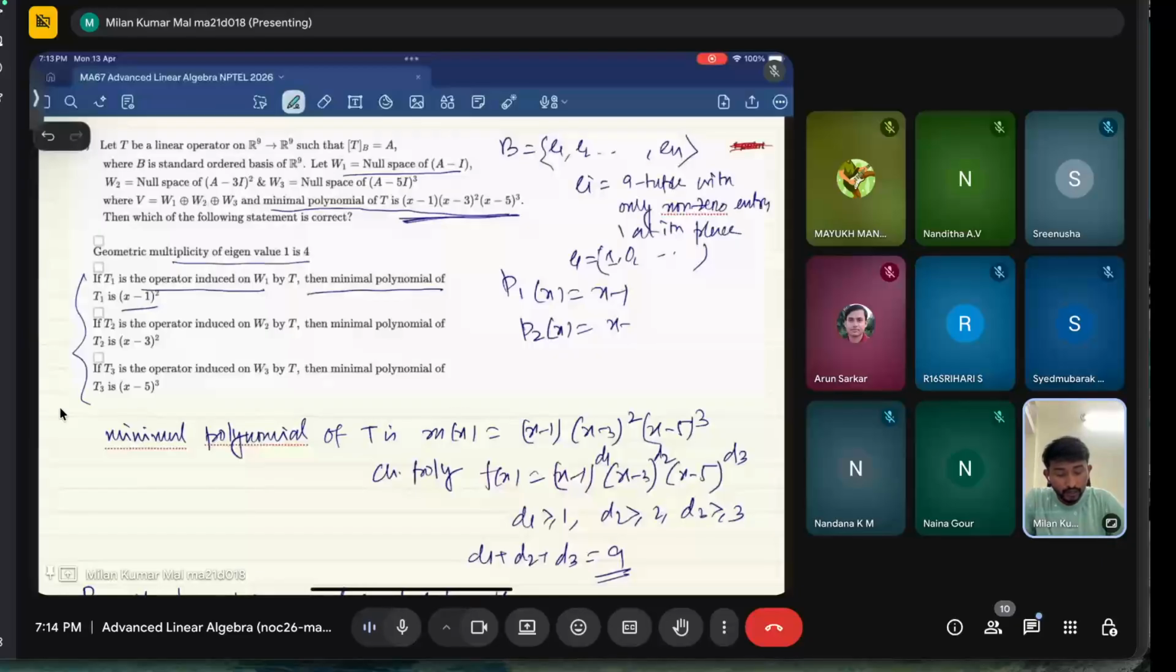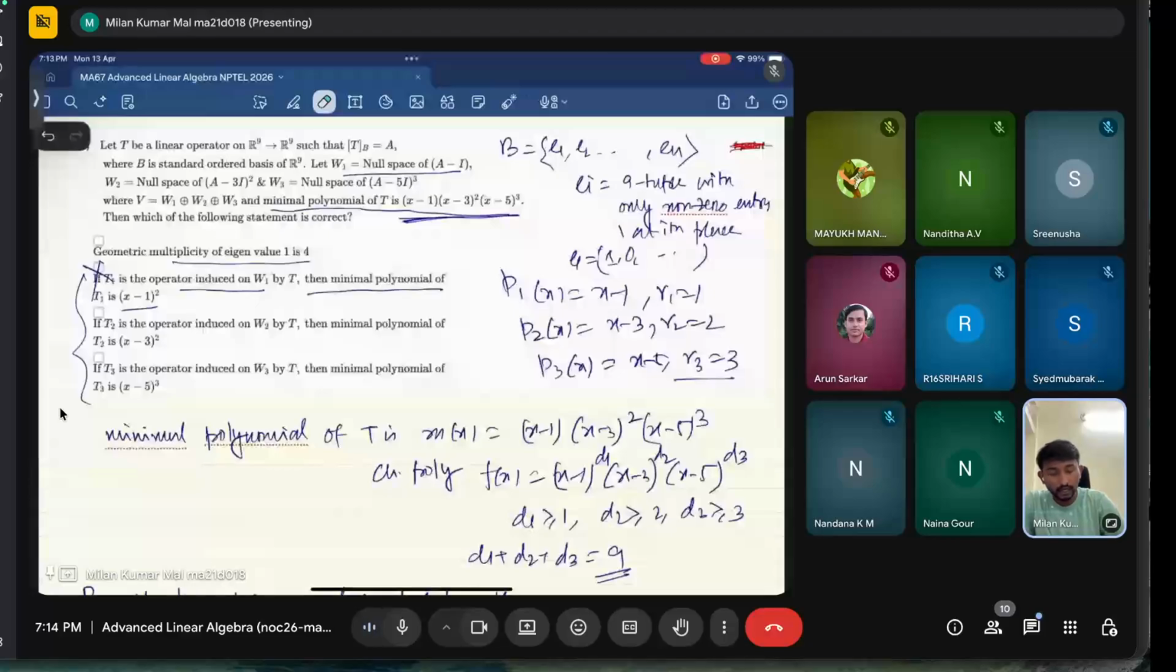Then T2 is the operator induced by W2, and the minimal polynomial of T2 is actually x minus 3. That's correct, because the minimal polynomial corresponding to the subspace W2 has to be p2(x) to the power r2, and p2(x) equals x minus 3 and r2 is 2. So that's why this is a correct option.